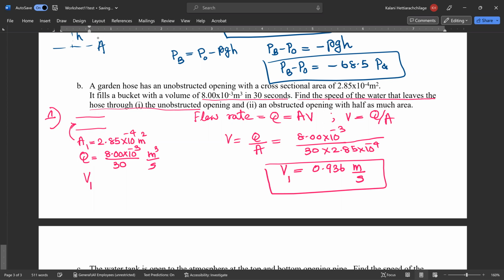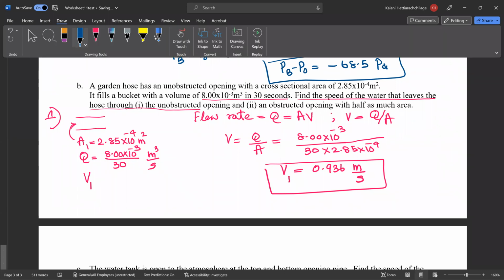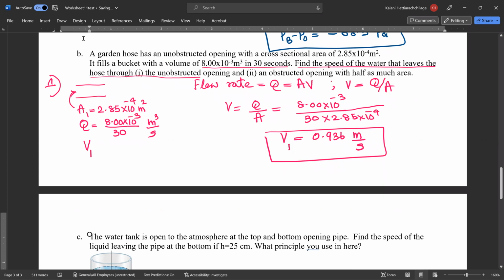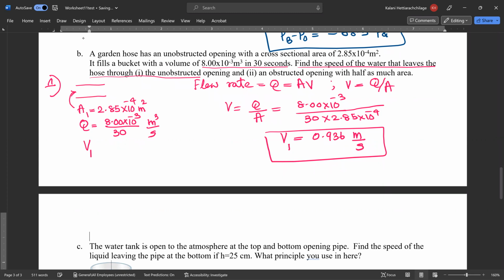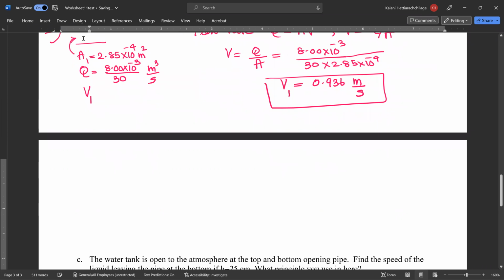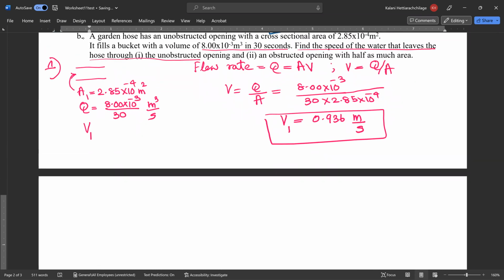I'm going to write V1 for our first question. Now the second question: what is the difference between the first and the second question? In the second question, I have the obstructed opening. It says the opening has half as much area, so you're going to make the tube's opening half the cross-sectional area. Let's say this opening is A2, and the velocity at this point is not the same as the velocity at that point.